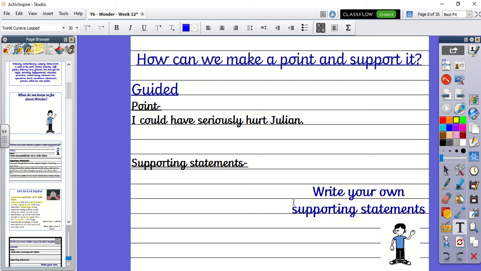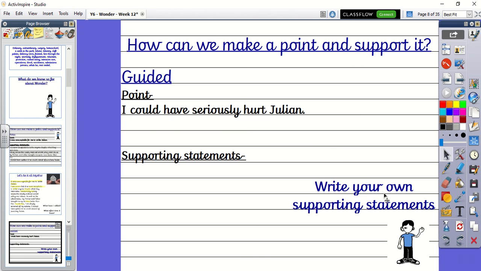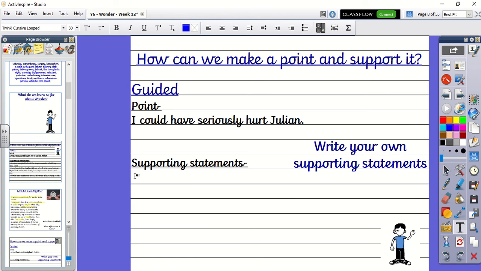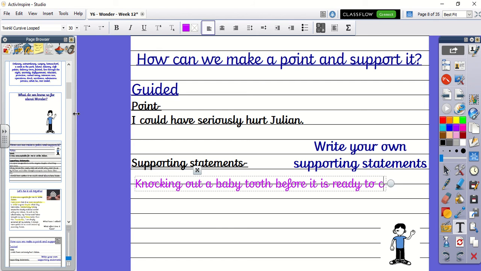This bit here, you don't need to write your paragraph. I just want you to do your supporting statements. So just 3 or 4 supporting statements. So I'm going to write 3, and then you can try and think of 1 or maybe 2 to do on your own. Okay then, so let's just change the colour so we know that it's guided. Okay, so I have got my point. Let's go back to the point. I could have seriously hurt Julian. Right then, so knocking out a baby tooth before it is ready to come out.